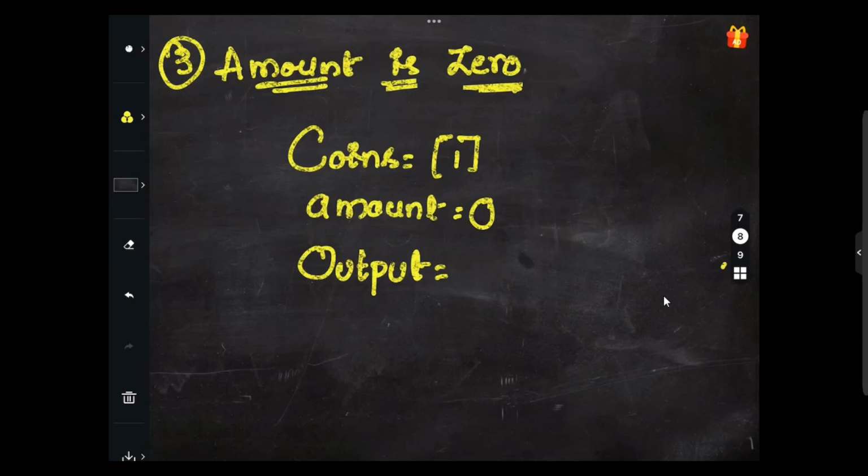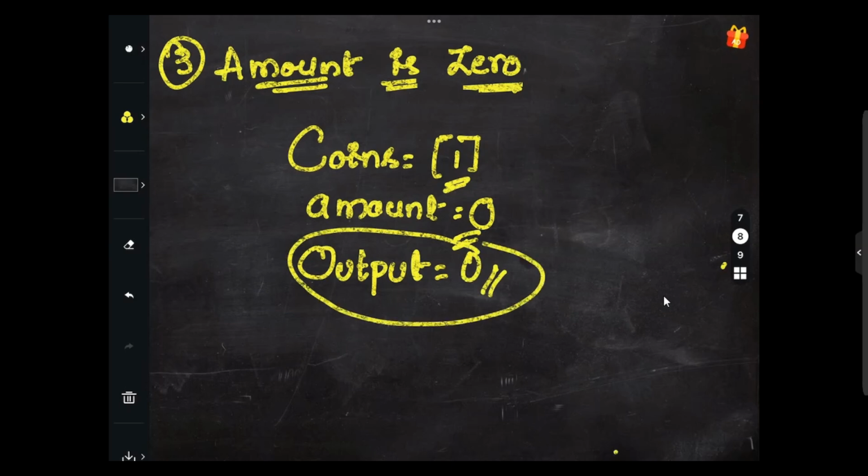So let's move on with the third edge case, nothing but 0 amount. So coins here it is 1, amount here it is 0, right? So output will be in this case 0 as well. This is also something we have already discussed in the question. So here coins we have, amount also we have. This is not possible at all because amount is 0, right? So at that point of time the output will be 0.